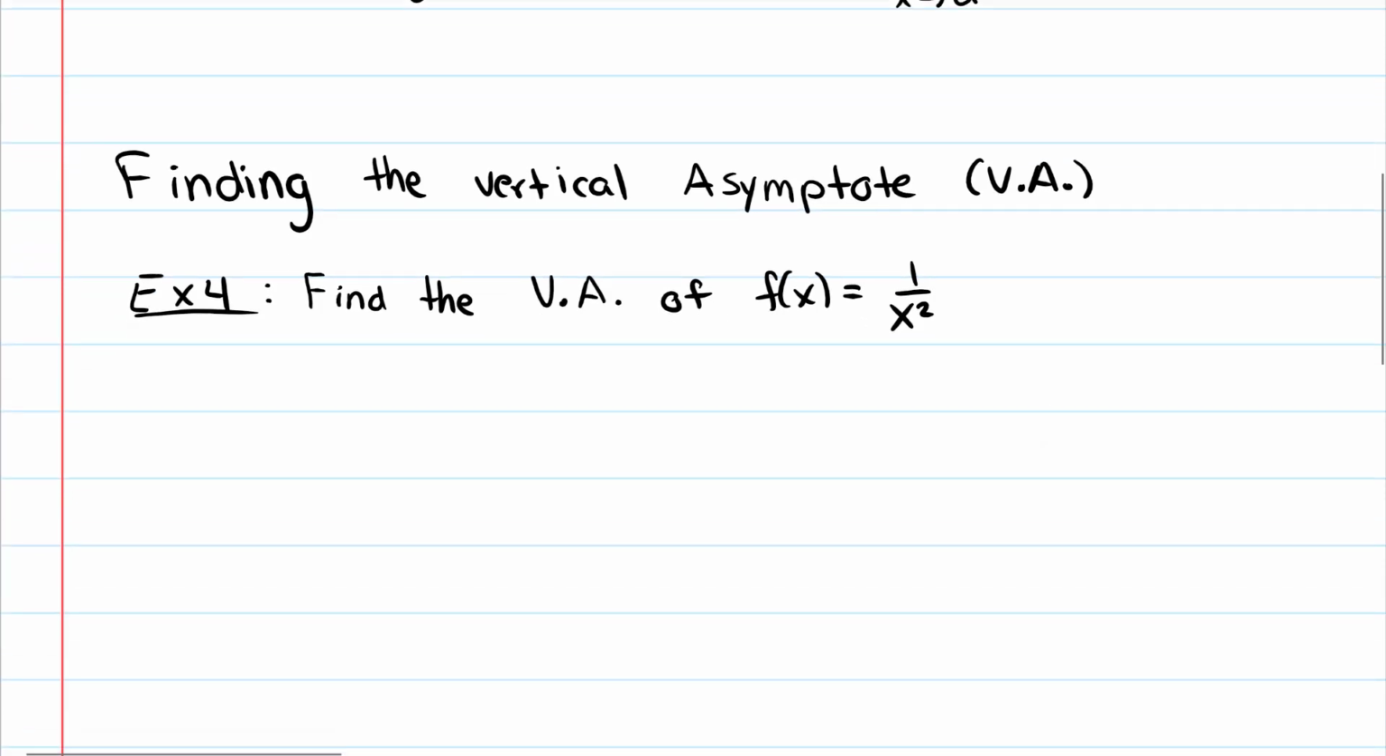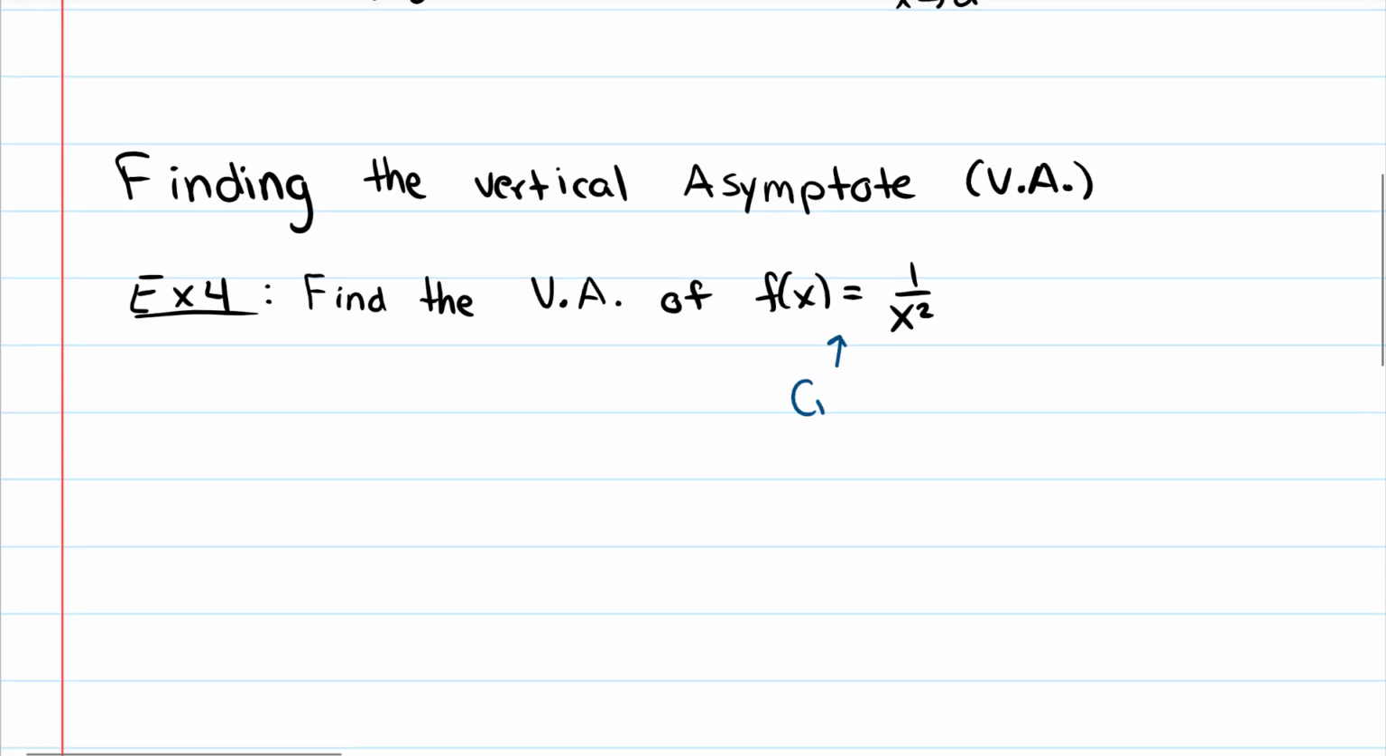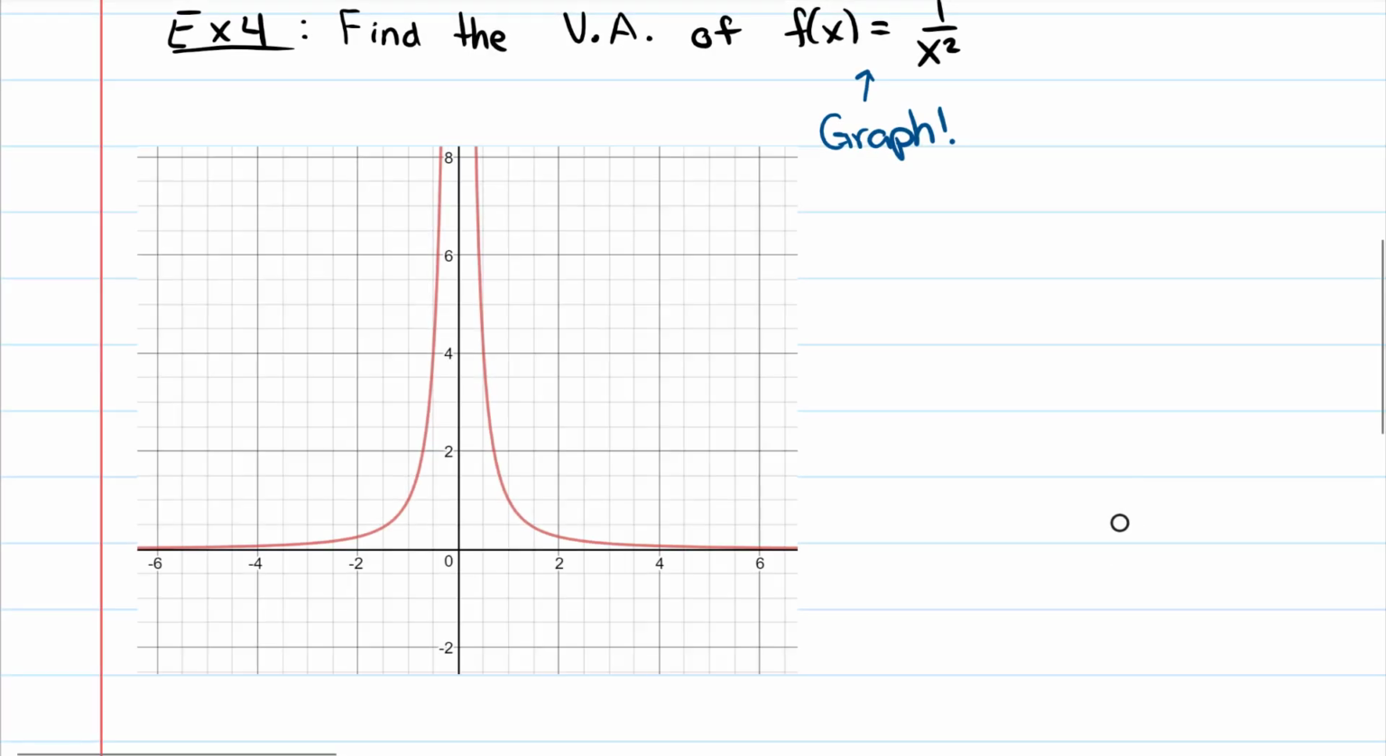In example 4, we're going to look at how to find a vertical asymptote. So we're going to find the vertical asymptote of the graph f of x equals 1 over x squared. So the first step in this problem is to simply graph this. I suggest you take a second on your calculator and actually graph this out. Alright, now that we have a nice graph of this, we're going to look at how to determine where there is a vertical asymptote.